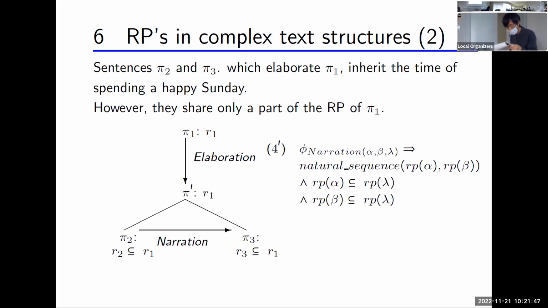In this text, sentences pi 2 and pi 3, which elaborate pi 1, share the time of spending a happy Sunday with the first sentence. However, they don't indicate its reference point as a whole. Rather, it is split into two parts, one of which precedes the other. To cope with such cases, we need to revise the rule so that the two consecutive sentences, pi 2 and pi 3, may each share only a part of the reference point of the constituent they elaborate.